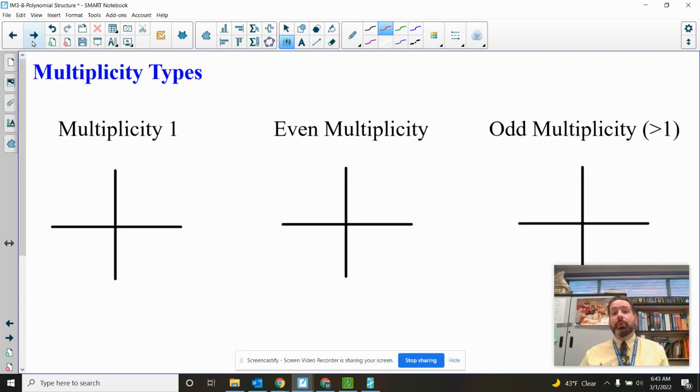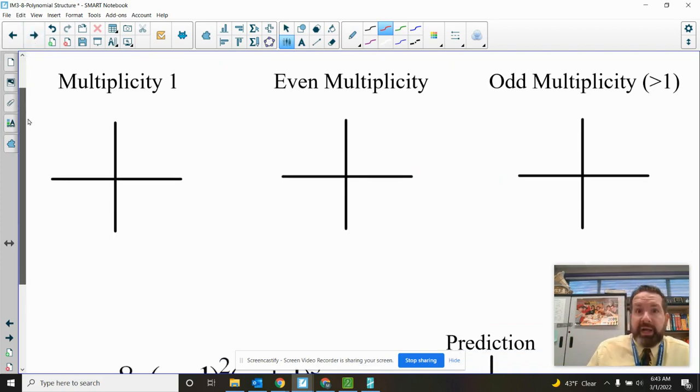Now, really, there are only 3 types of multiplicities. Multiplicity of 1: this would be where your factor shows up 1 time, first power, and that's going to be a case where your graph just goes right through the x-axis, straight line through.